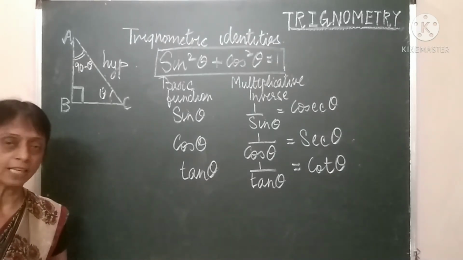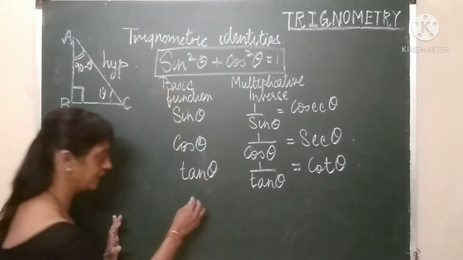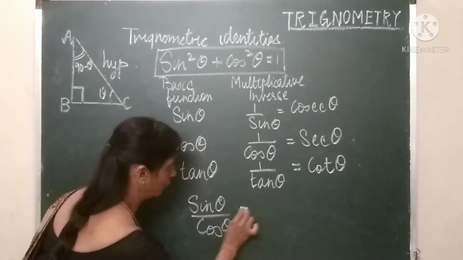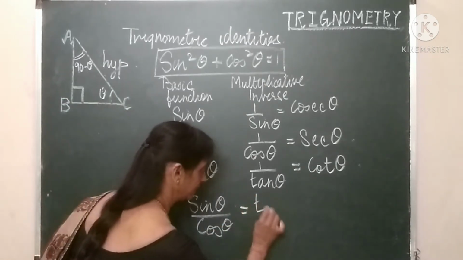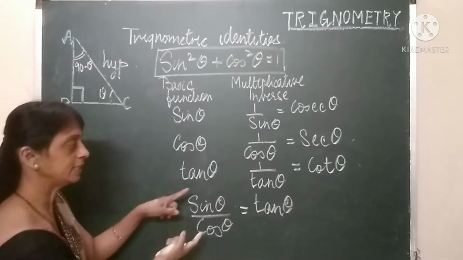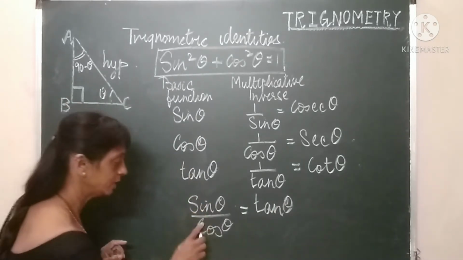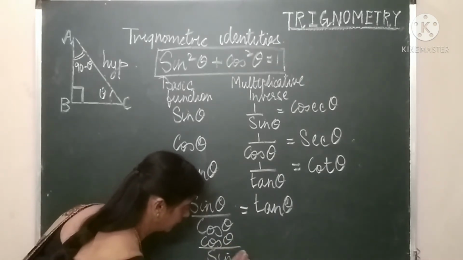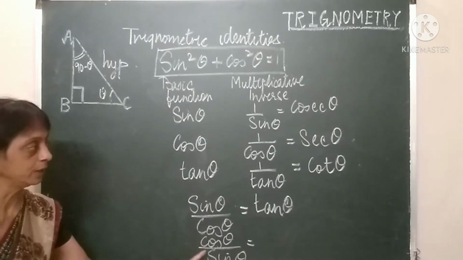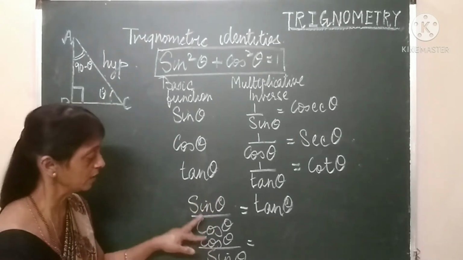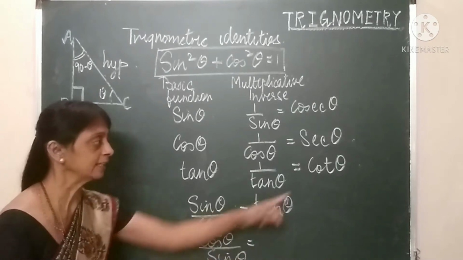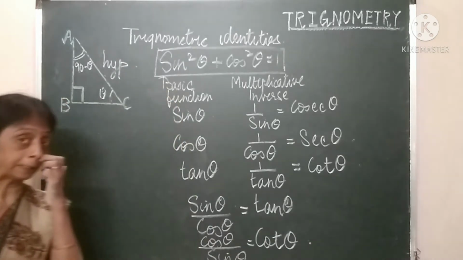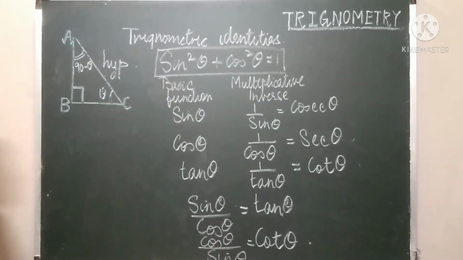What else did we study, children? We studied that sine theta upon cos theta was equal to tan theta. In other words, if I take the reciprocal, cos theta upon sine theta, we prove that it is equal to cot theta. When we take the inverse of sine upon cos, it becomes cos upon sine, which is equal to cot of theta. This is all that we studied in the earlier sessions.